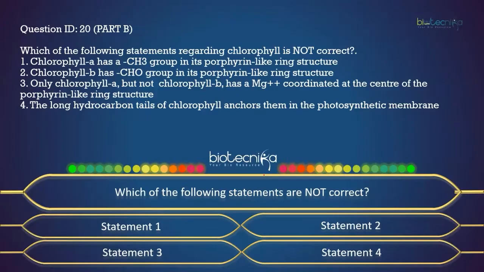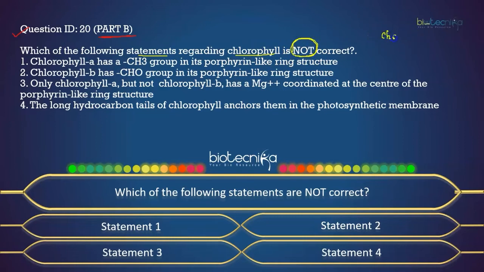Yes. Now let's go to the second question. Question ID 20, and it's a part B question only. Very simple question. If you know the structure of chlorophyll, then this question is definitely going to be easy. We know that chlorophyll A and chlorophyll B, C, D are also present, but here the question talks about chlorophyll, and the question is which of the following statements regarding chlorophyll is not correct. We have to find out which statement is not correct.